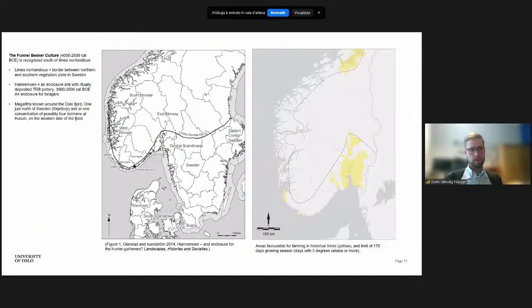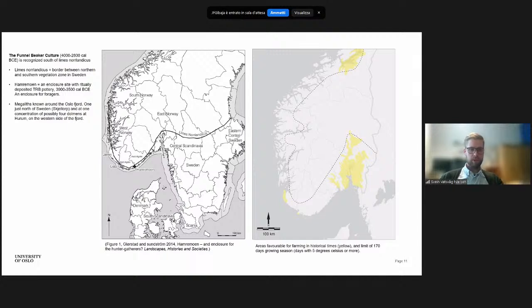So the funnel beaker culture in Scandinavia, in Sweden at least, is recognized south of the Limes Norlandicus, which is a traditional border zone between the northern and southern vegetation zones in Sweden. This zone was defined by Linné, but it has never been studied that intensely in Norway. But usually, the Oslo Fjord region is considered part of this area, and it has been pointed out previously by research that it seems to function as a sort of limit in Norway as well.